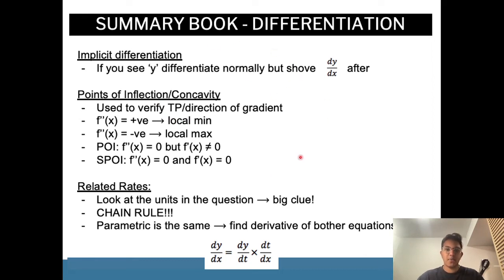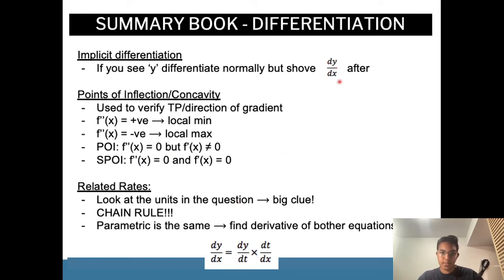With inflection points and concavity, remember that when the second derivative is positive, we're hitting a local minimum. When the second derivative is negative, we're hitting a local maximum. But with points of inflection, our second derivative is 0, but our first derivative is not 0. The point of inflection is the highest rate of change for our derivative function. And when we have a stationary point of inflection, our double derivative is 0, and our gradient is also 0, gradient of the original function. Sometimes they do get you to draw double derivative graphs or derivative graphs. You'd want to be using all of these rules here to help you with that.